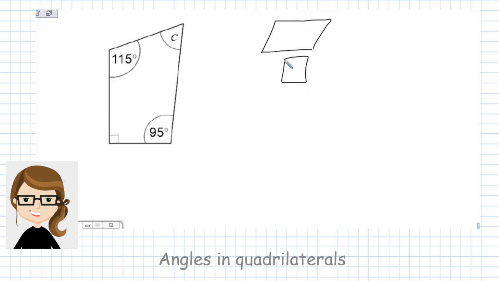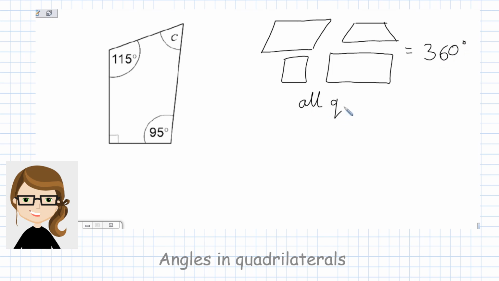So don't forget the rule that the angles in a quadrilateral add up to 360 degrees. So it could be a parallelogram, a square, a rectangle, a trapezium. This one here is a bit of an irregular one. So all quadrilaterals, the internal angles add up to 360 degrees.